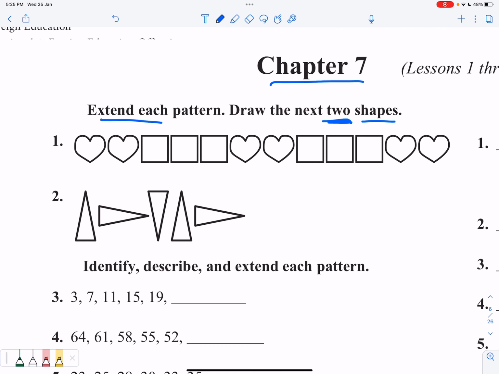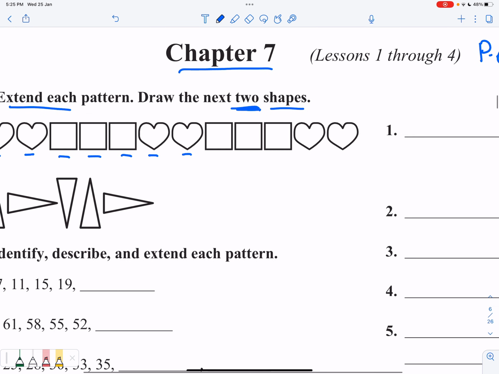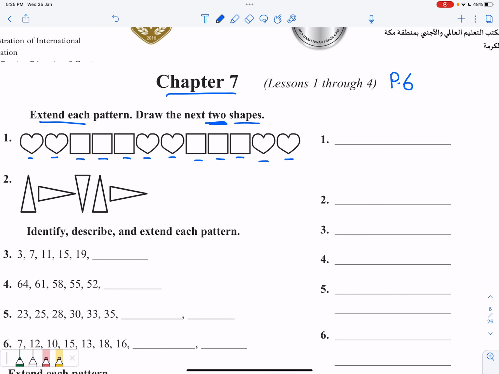So let's start with the first pattern that we have. We have two hearts, then three squares, then two hearts, then three squares, then two hearts. So the next shape, depending on this pattern, is supposed to be three squares. But because the question says draw the next two shapes, only two shapes, there's no need to draw the third one. We can only draw two of them because it asked us to draw two shapes.